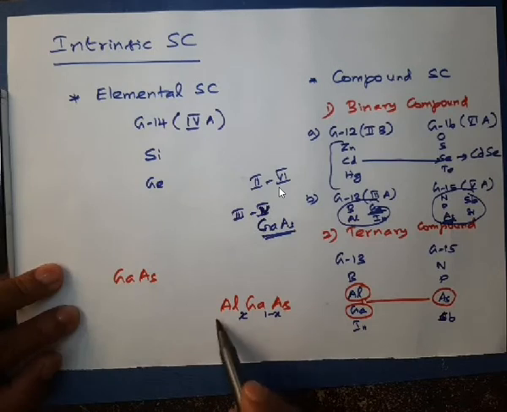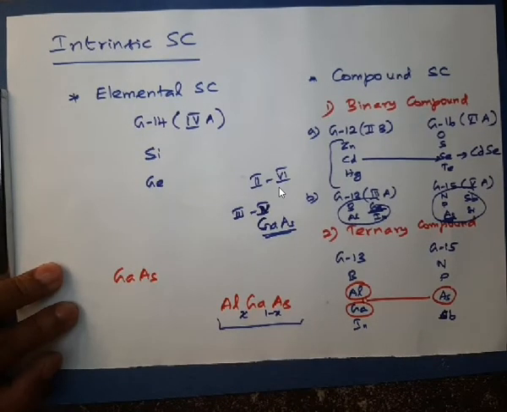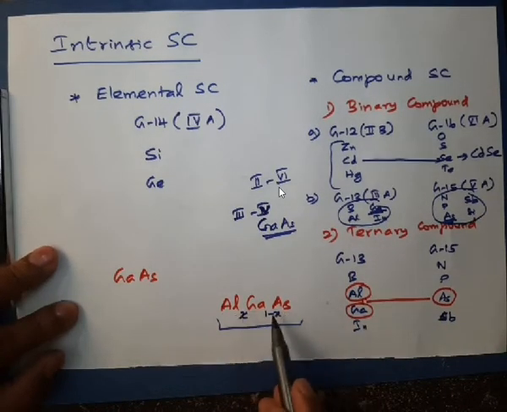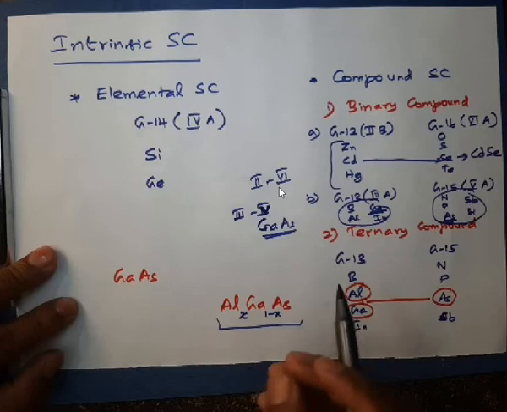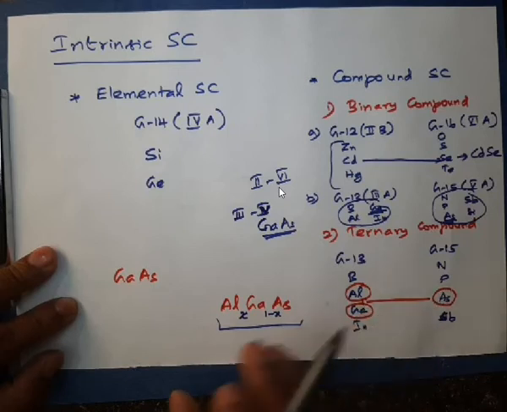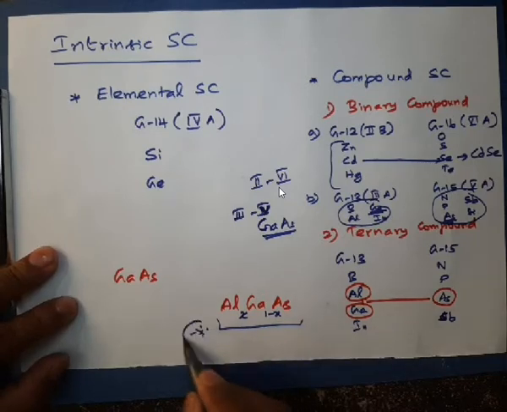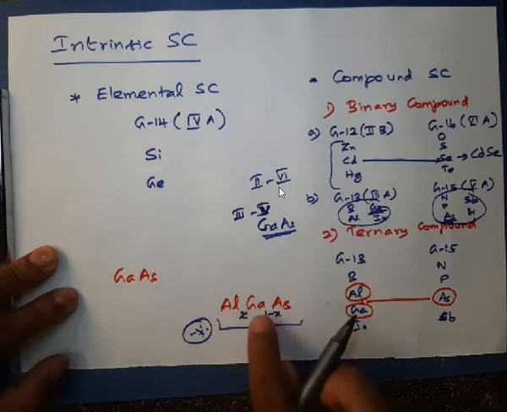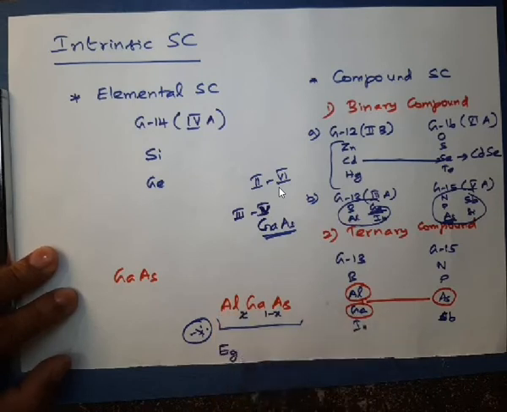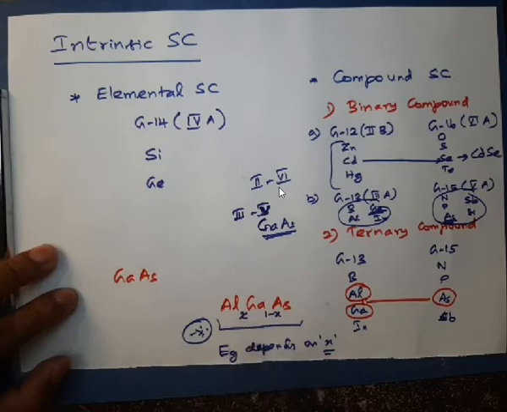Okay, so this is the standard notation for aluminium gallium arsenide, standard formula. People call this simply AlGaAs. AlGaAs is the very famous intrinsic semiconductor. And the advantage here is that in AlGaAs, the band gap depends on the value of X. So as the X changes, band gap changes.